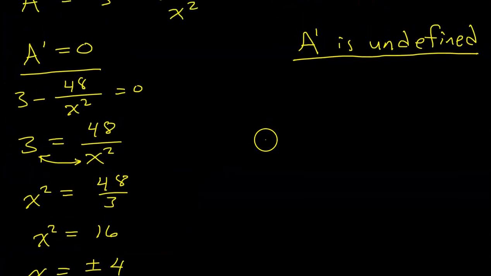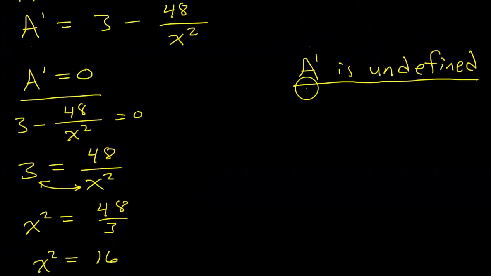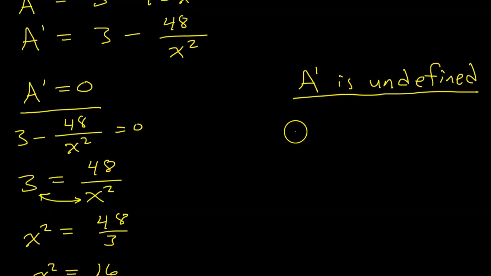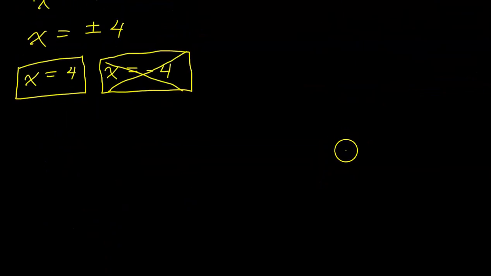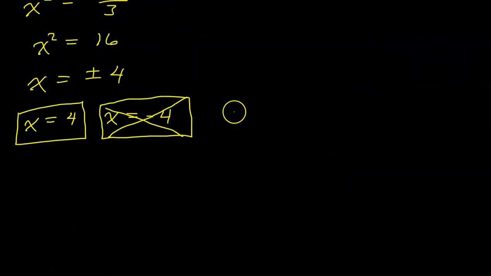Now let's look back and think about where f prime is undefined. That'll be where the denominator is equal to 0, so we should have another critical number when x squared is equal to 0, which of course if you take the square root means that x is equal to 0. So that's another critical number.